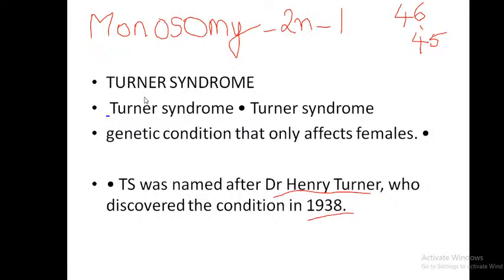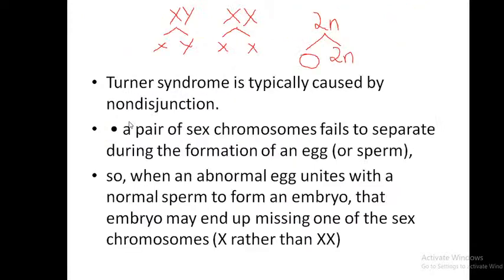The monosomic condition is called Turner syndrome. Turner syndrome is a genetic condition that only affects females. It was named after Dr. Henry Turner, who discovered the condition in 1938. Turner is the name of the person who first discovered this abnormality.